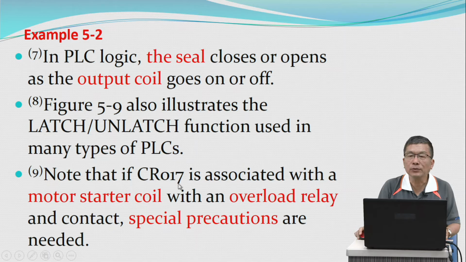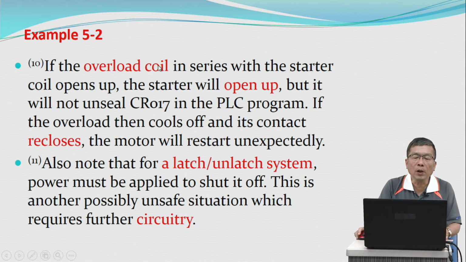Note that if the control relay 017 is associated with a motor starter coil with an overload relay and contact, special precautions are needed. If the overload coil in series with the starter coil opens up, the starter will open up, but it will not unseal control relay 017 in the PLC program. If the overload then cools off and its contact recloses, the motor will restart unexpectedly.